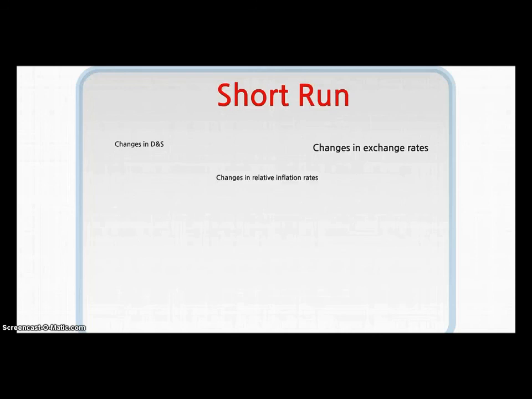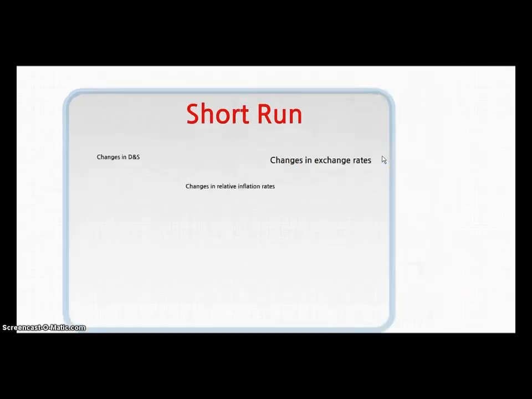Again, inflation rates. Maybe there's inflation happening in one country but not the other, so that's why it's relative inflation rates. Obviously, if the inflation rates are happening the same between two countries, then that wouldn't matter. But of course, that's never going to happen. Inflation always happens sort of on its own in a given country. Again, changes in exchange rates, like we've already talked about.